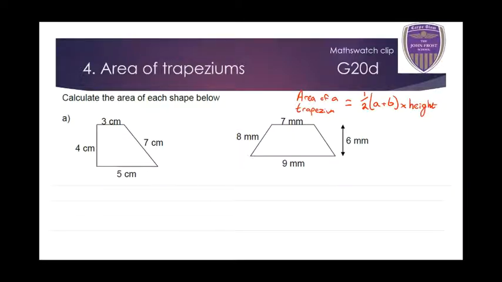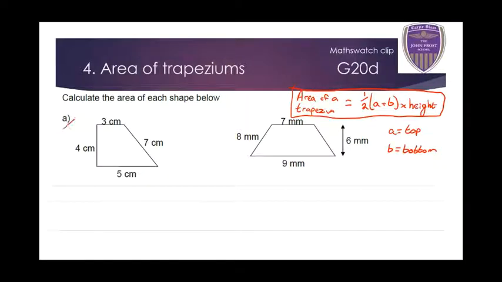But let's just remember what the a and the b are. The a is the top of the shape and b is the bottom of the shape. And then height is height. So we know what height is. So this is the formula we're going to use to answer these questions. So let's have a go.